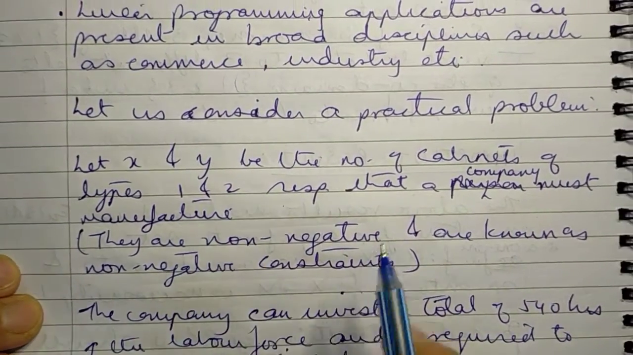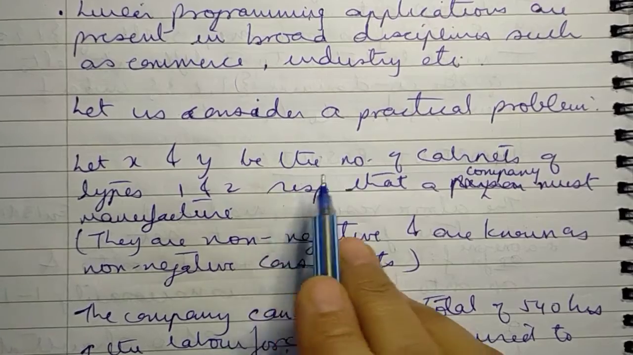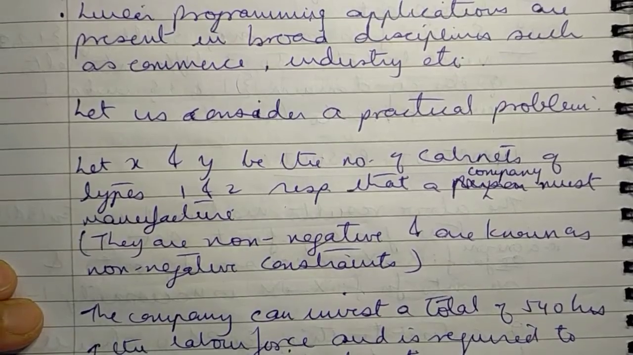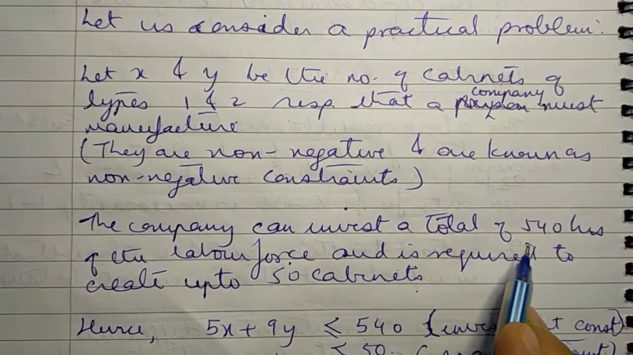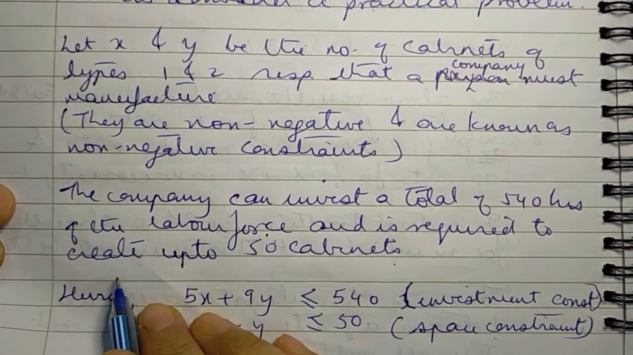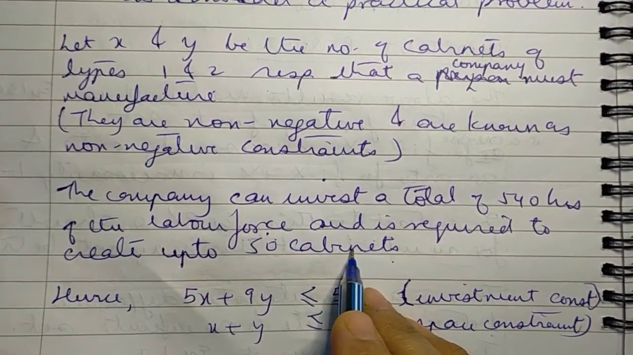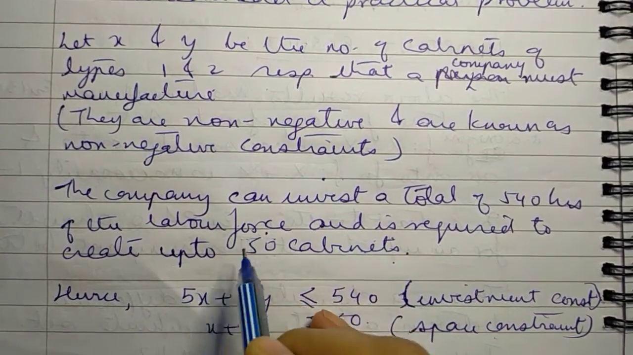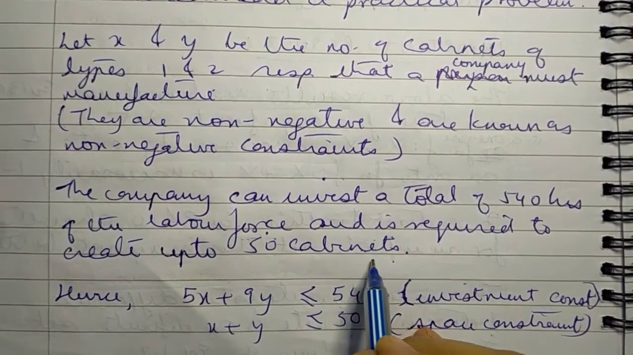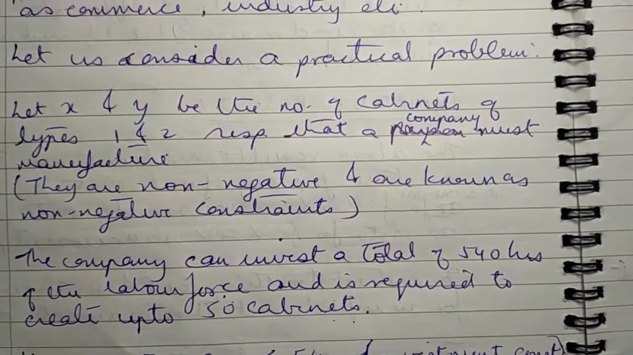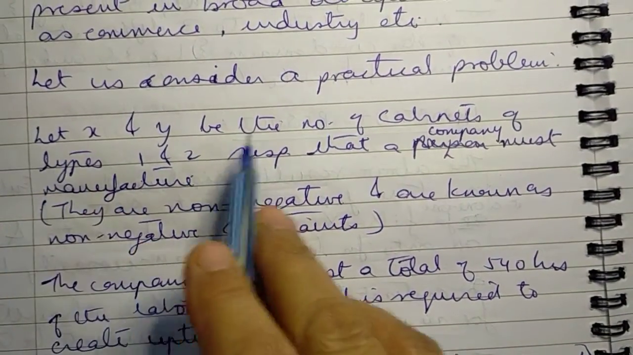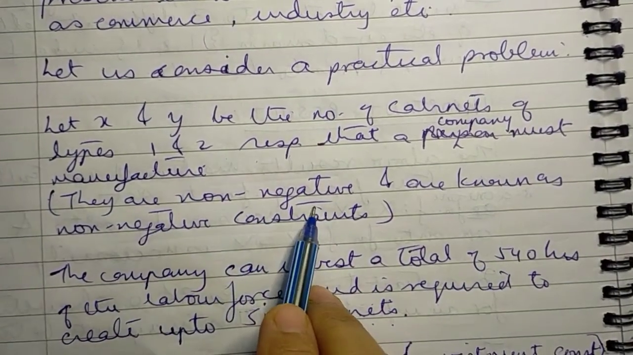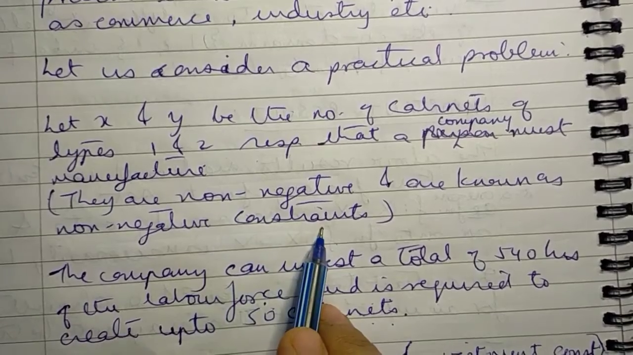Suppose a company has to manufacture a certain number of cabinets of two types, 1 and 2 respectively, and the company can invest a total of 540 hours to the labor force and is required to create up to 50 cabinets, because the company has a warehouse which can store maximum 50 cabinets. Now let x and y be the number of cabinets of types 1 and 2 respectively. They are non-negative and are known as non-negative constraints.